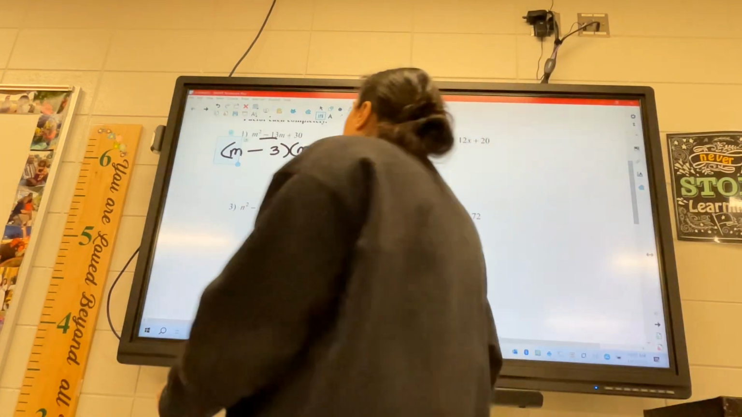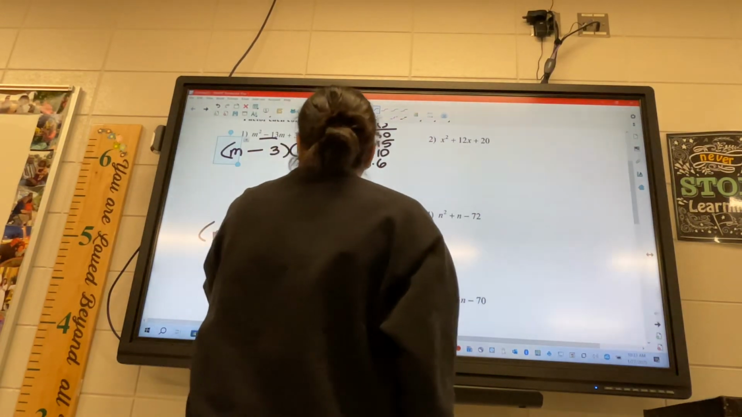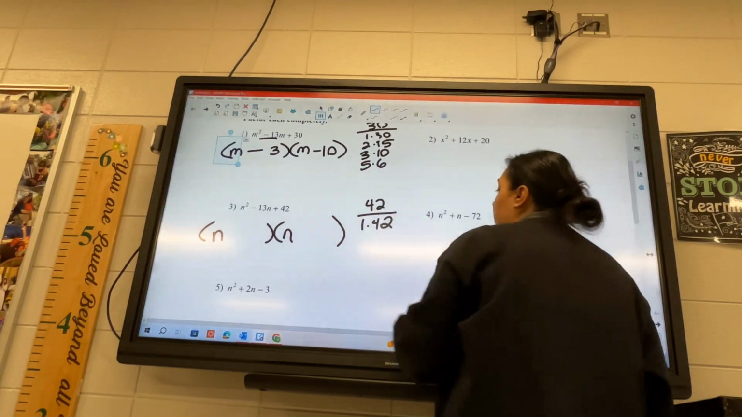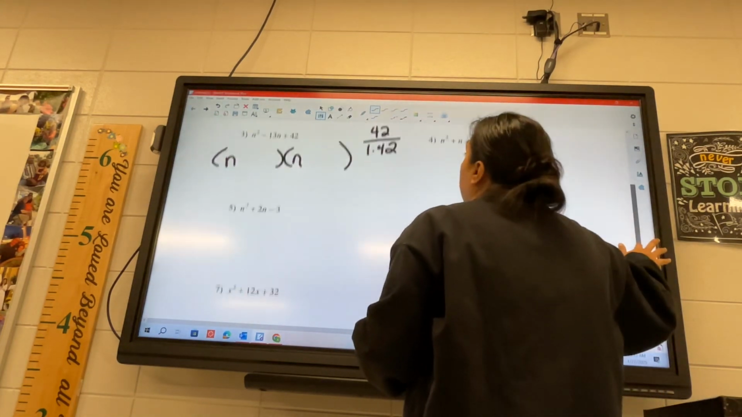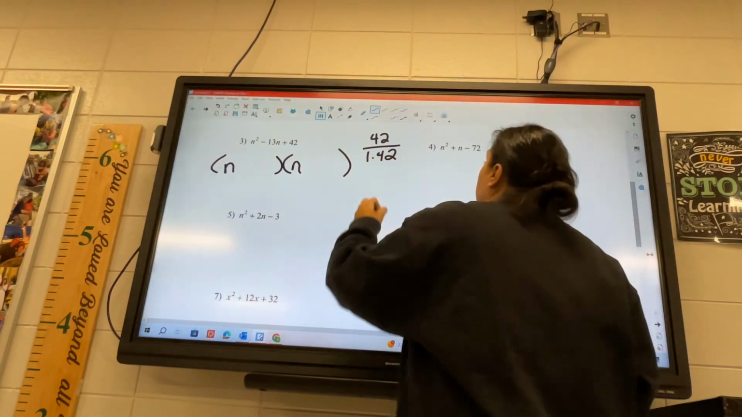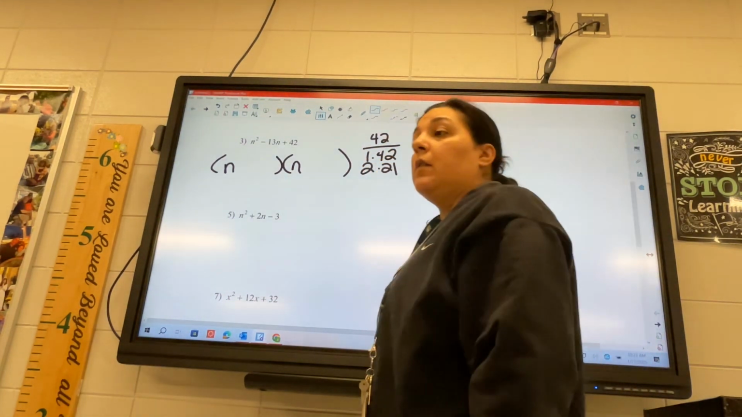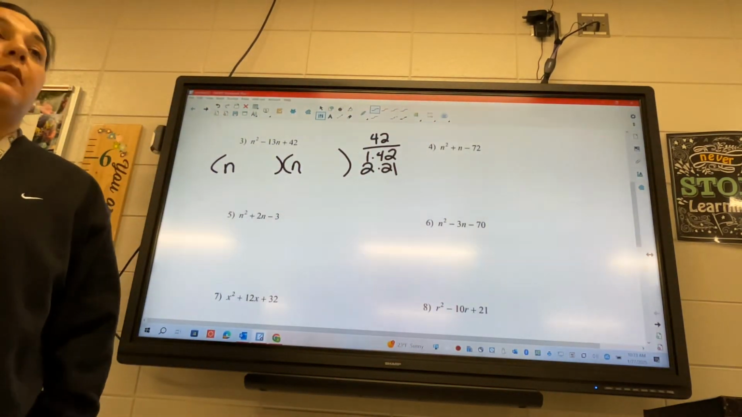Okay, so number 3, I'm looking at 13 in the middle. Okay, we got 42. So I got 1 and 42. Does 2 go in? 2, yes. 2 and what? 21. 2 and 21. Nothing else factors. 7 will go in too. What else goes in? Come on, you guys get to type it in.